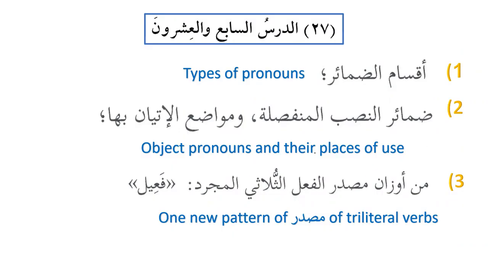So what do we have in this lesson? We have aqsam ad-dama'ir, types of pronouns. And then in types of pronouns, what do we have? We have damairu nasbi al-munfasilati, the detached pronouns. And similarly, we have wa mawadi'ul itiyani biha, object pronouns and their places of use. And then we have min awzani masdar al-fi'l al-thalathi al-mujarridi fa'ilun. And then we have one new pattern of masdar for the verbs that have three root letters, triliteral verbs.